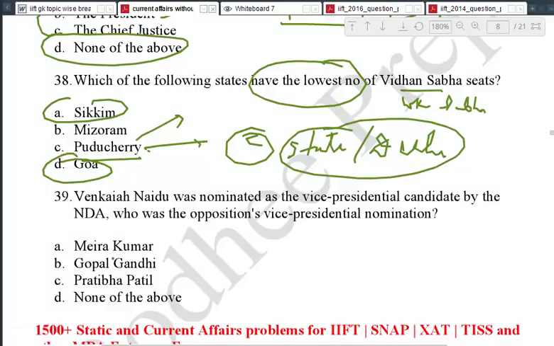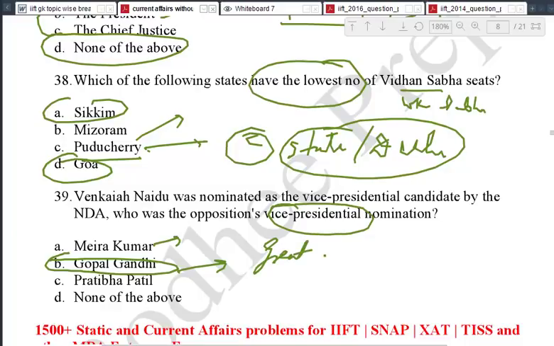Yeah, now this is a good question. Who was the opposition's vice presidential nomination? And who is that person? Mr. Gopal Gandhi. Meira Kumar was there for the presidential. The question is about the vice presidential nomination. Gopal Gandhi, the grandson of Mahatma Gandhi. I think he's the great grandson of Mahatma Gandhi, not the grandson. The great grandson of Mahatma Gandhi, Gopal Gandhi, was nominated as the, right? It is the vice presidential, not the presidential. Okay, so this kind of thing might come in the exam, people, particularly TIS.